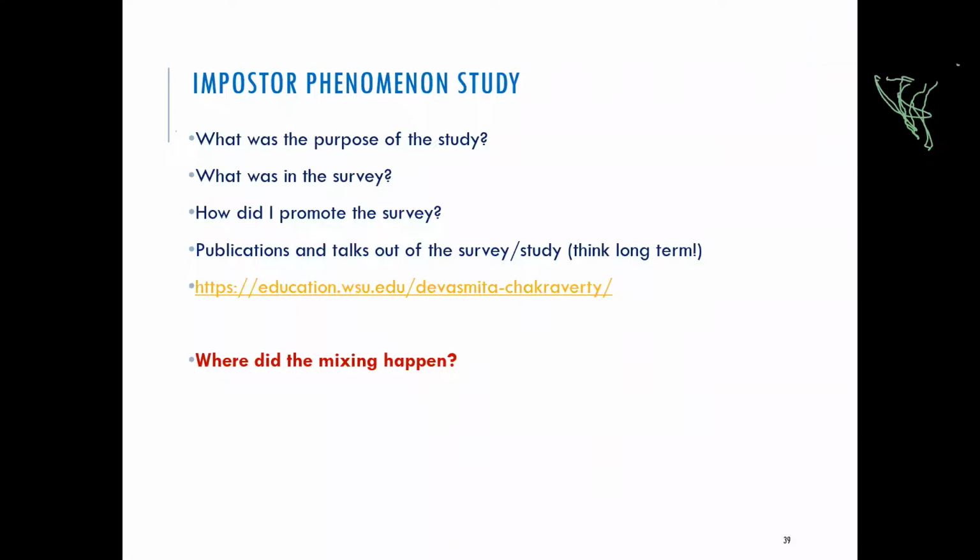My question to you is based on what I just told you. Forget about what kind of design, sequential, emergent, and so on, it doesn't matter. My question to you is, where did the mixing happen? You can either say it aloud or you can write it on chat. Where did the mixing happen, based on what I just told you?